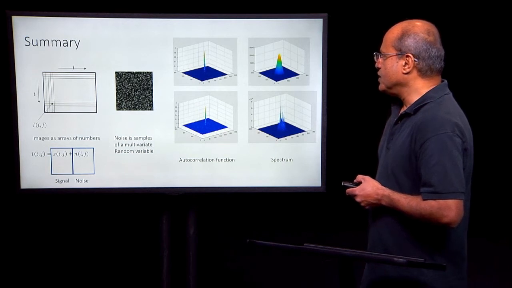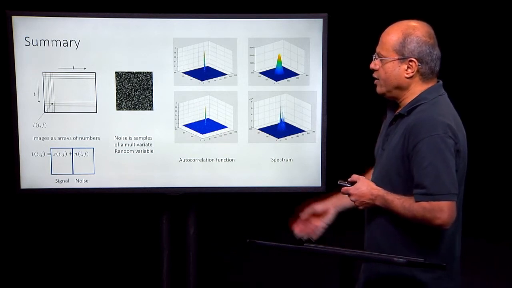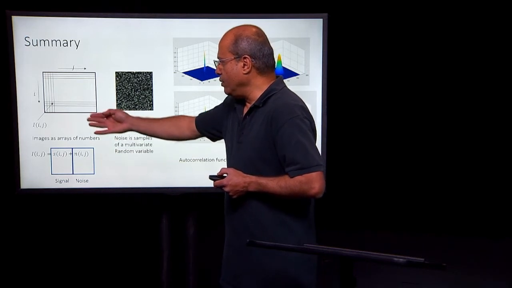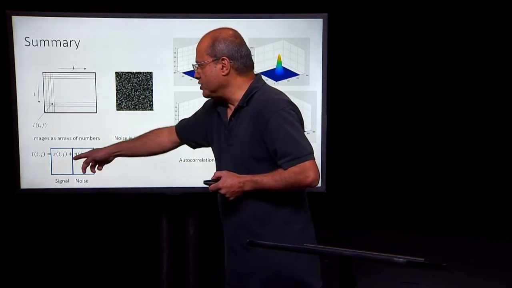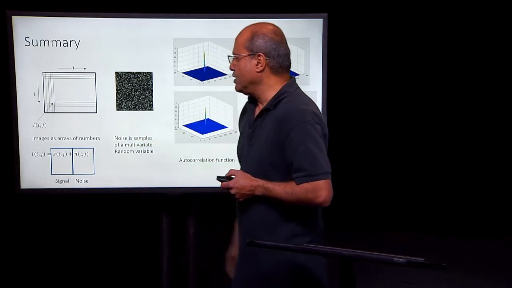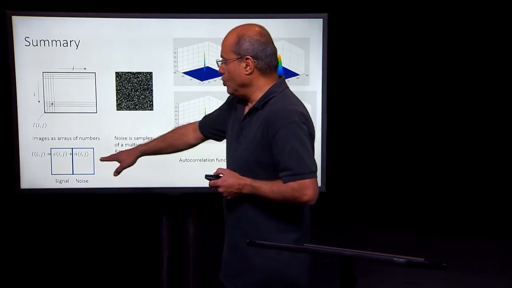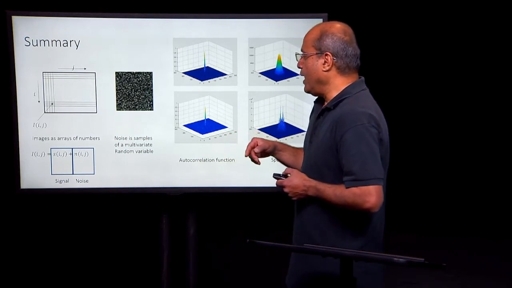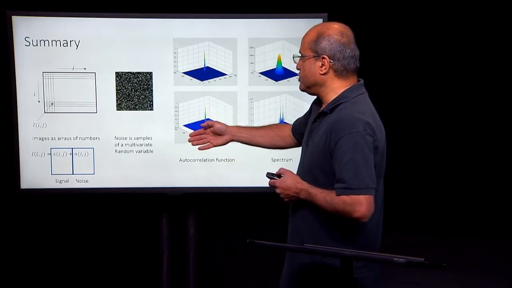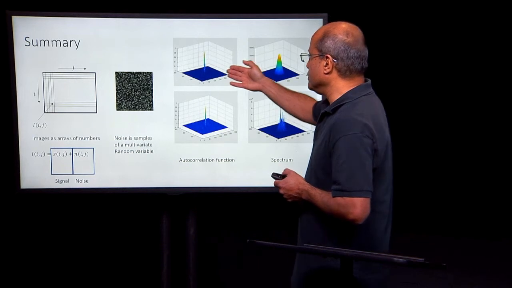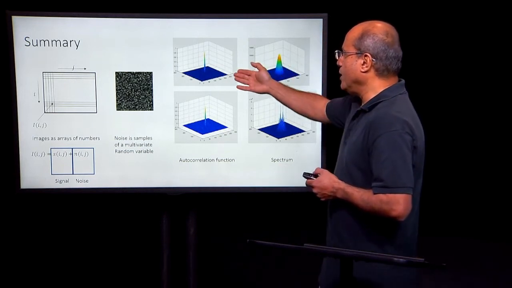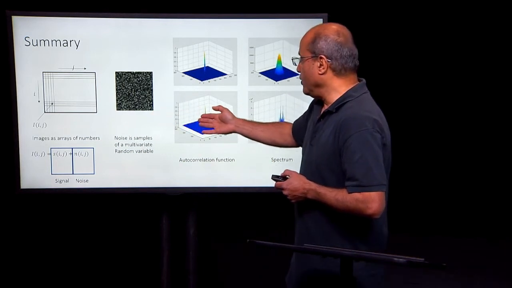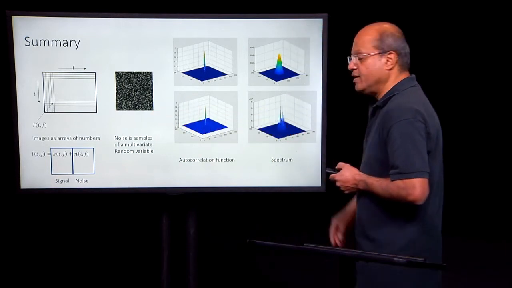Here's a summary of what we've done so far. We thought of images where the content of any pixel was a sum of the signal and the noise. We model noise as being random, and random noise in an image, if it is stationary, has an autocorrelation function and a spectrum. You can approximate both by taking a single sample of that noise and looking at the sample autocorrelation and the sample spectrum.